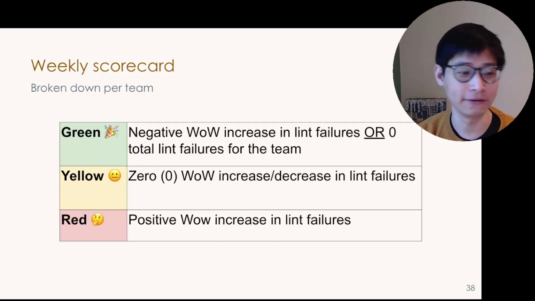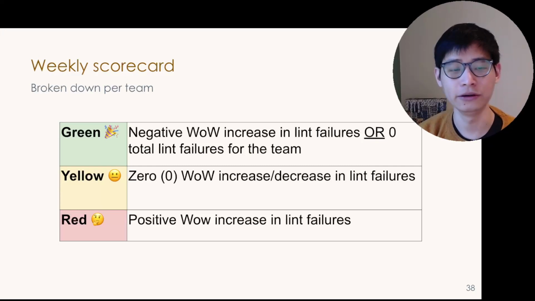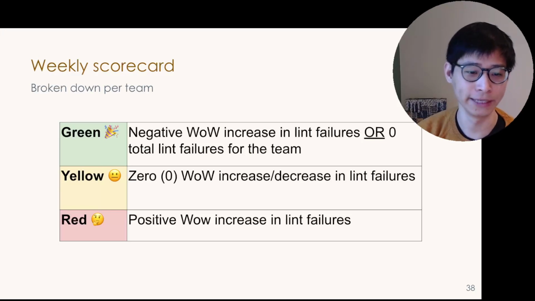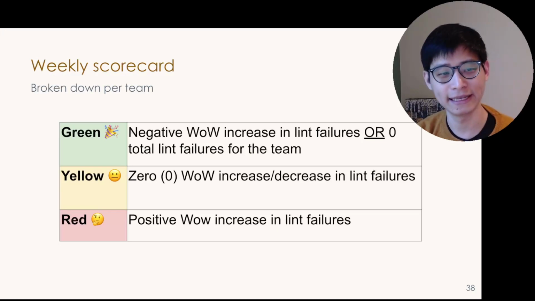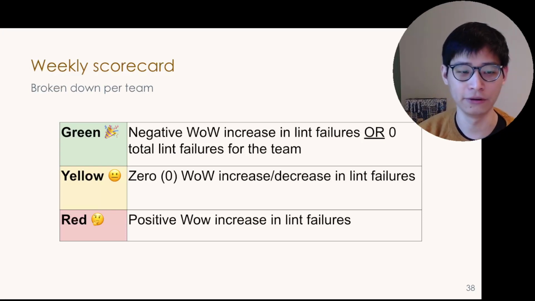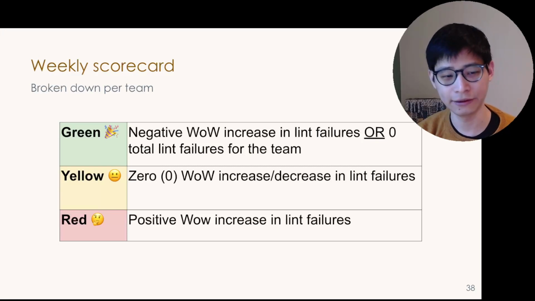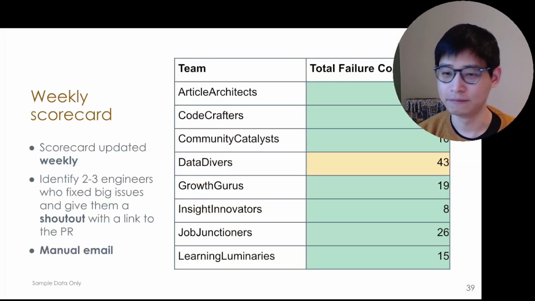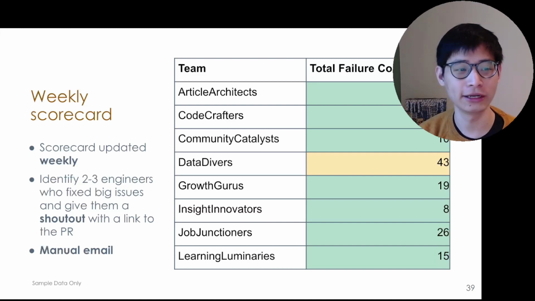To help identify these issues, we've also done a weekly scorecard broken down per team. Green is if you have zero lint failures for your entire team, or you've decreased your lint failures week over week, even by one. That's a good thing. Yellow is if nothing happened. It's zero week over week increase or decrease in lint failures, and red if there's an increase in your lint failures week over week. This is a sample scorecard that we would send out.